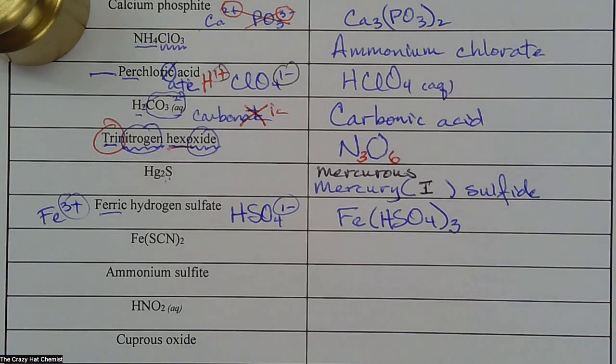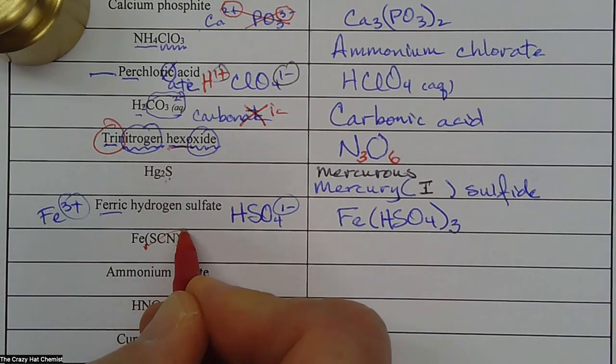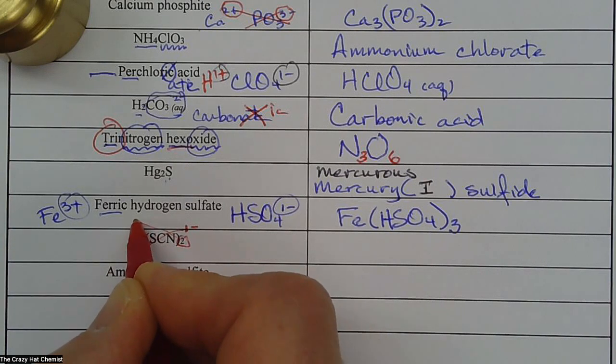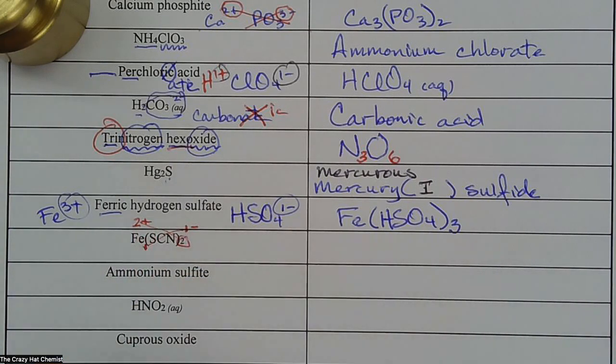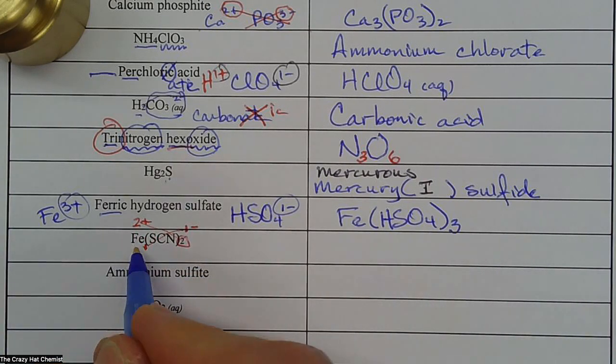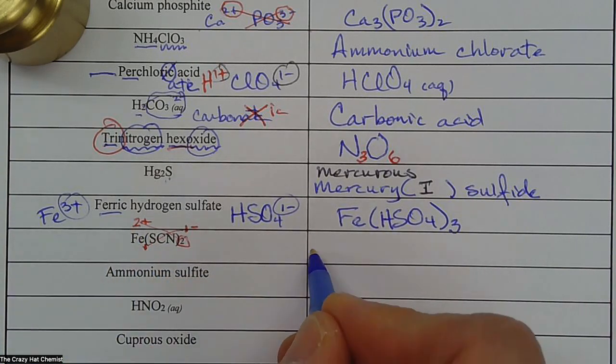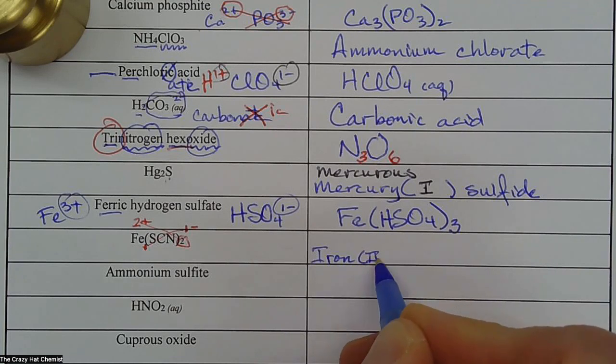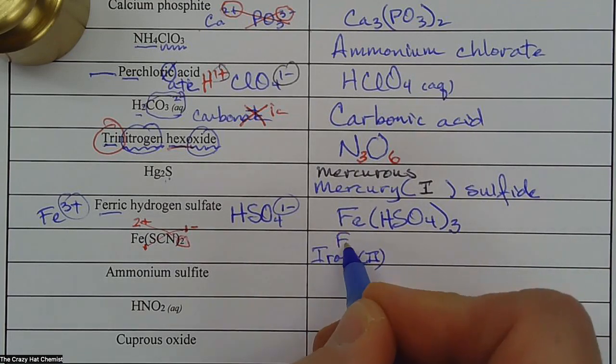Our next one here is we need to take this number, flip it up. That's going to be here. That's our anion. Take this number, flip it up, and that's a 2, and that's plus. So that lets us know that this is iron Roman numeral 2, otherwise known as ferrous.